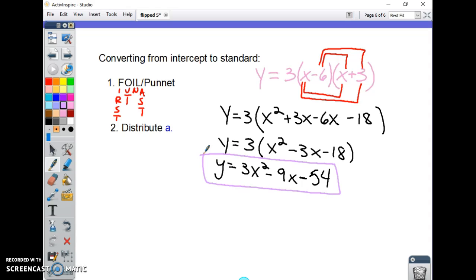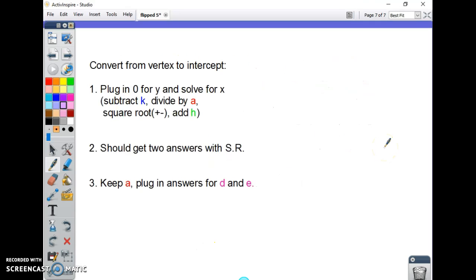Now, here's the question. We have both of the forms, and we can convert back to standard. Now, is it possible to go from standard to vertex and from intercept to vertex, or to go from standard into either of the other directions? And the answer is yes, we can. All right, so this next one is a little bit more complicated, going from vertex to intercept form.